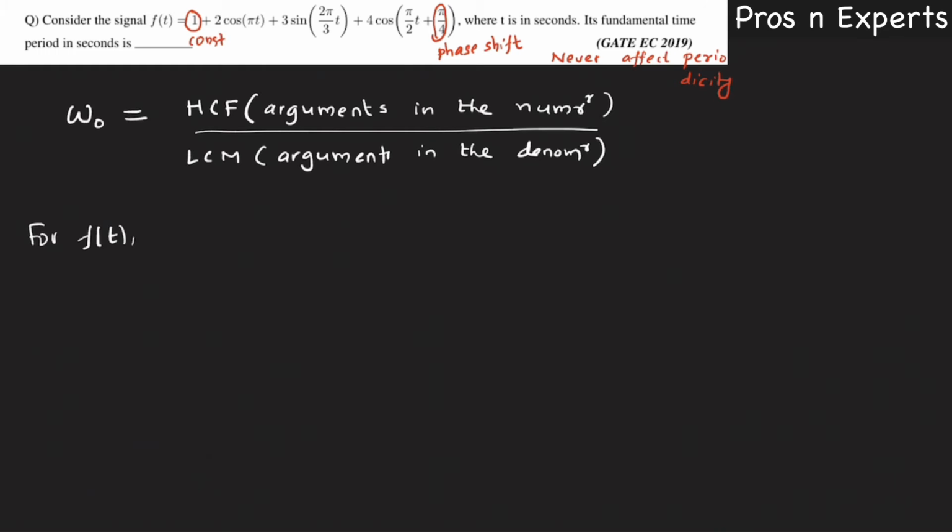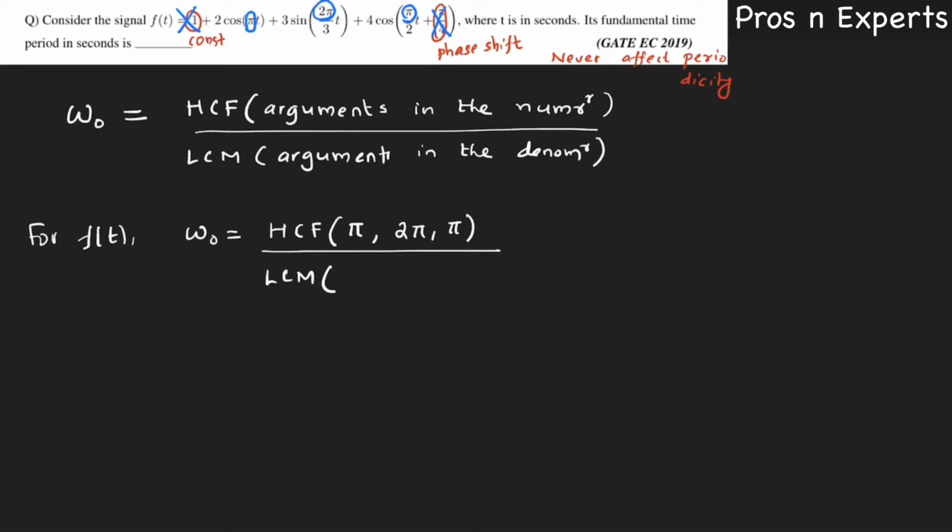For the given signal f of t, omega 0 equals the HCF of the numerators inside the arguments. You can ignore t, the coefficient of t, without taking care of any phase shifts. For the first term it is pi. For the second term, the numerator is 2 pi, and 3 is in the denominator, which we will take on the LCM side. For the third term it is again pi, divided by the LCM of the arguments in the denominator.